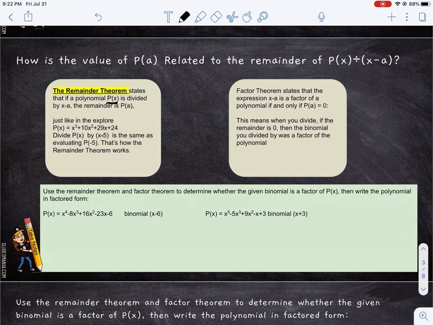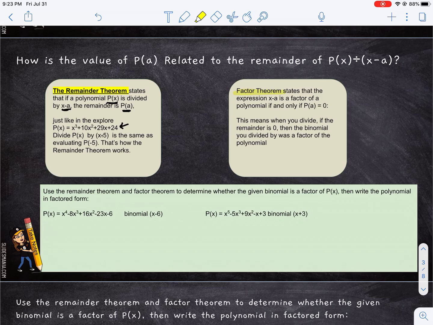So just like in our Explore lesson there, this p of x, if we took this guy and we divided it by that, so if we divide it by x plus 5, that is the same as evaluating that at the opposite of that, so -5. Gets you the same answer either way. And this should have been highlighted.